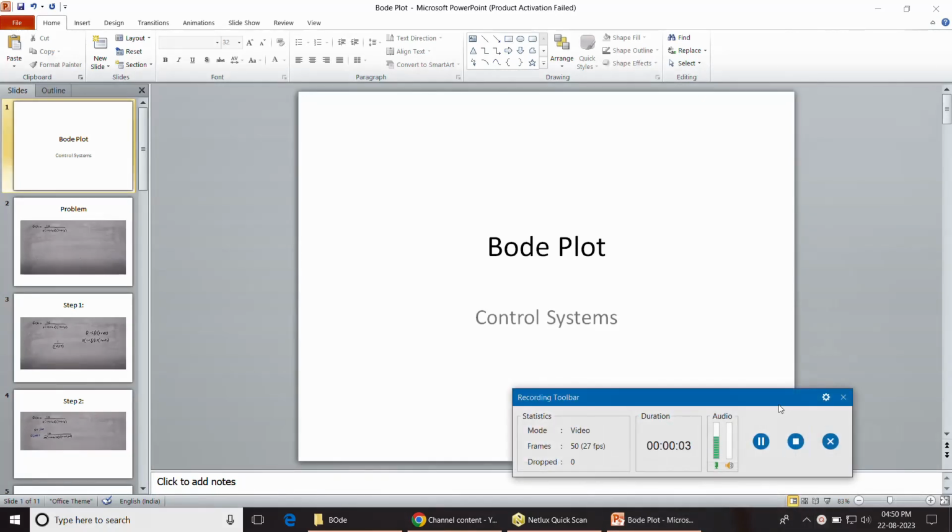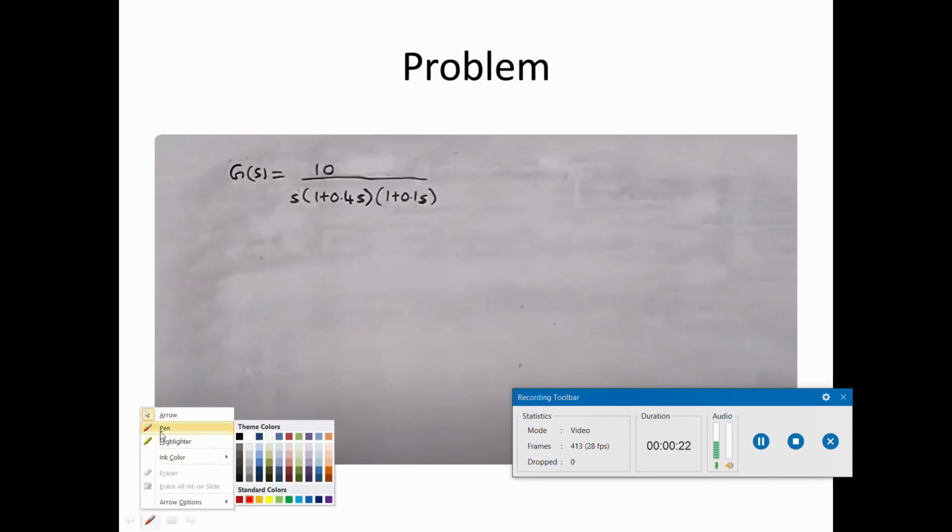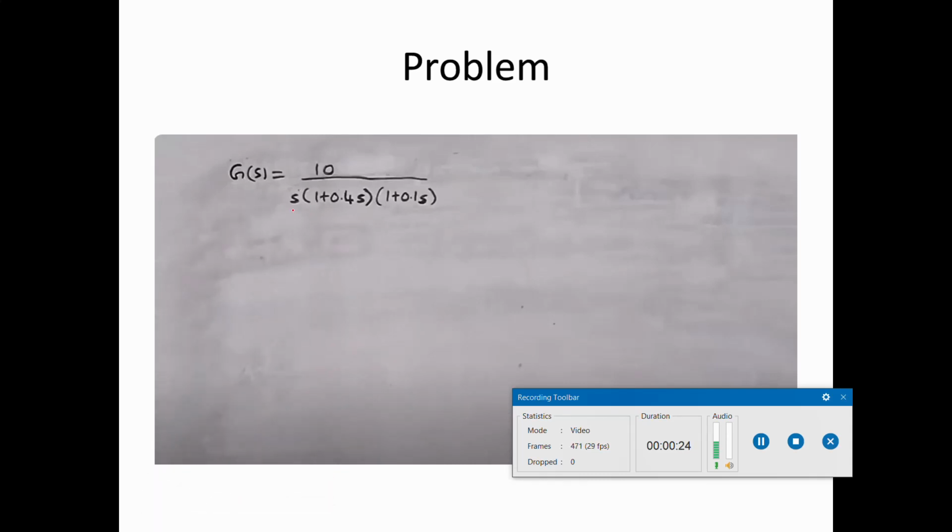Hello all. So today we are going to discuss how to plot Bode plot for a given problem statement. So let us consider a problem which is 10 divided by s into 1 plus 0.4s into 1 plus 0.1s.